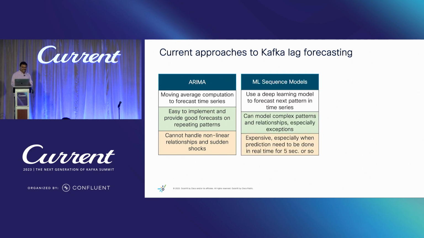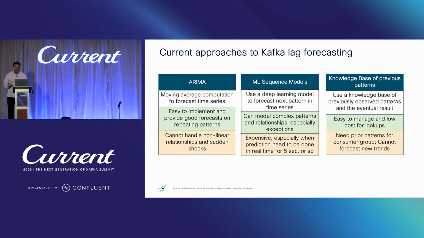You can have machine learning sequence models, like you can use a deep learning model to forecast the next pattern in the time series. So the same deep learning patterns like LSTM or even transformers, where you give it the first part of a sentence and predict what the next sentence is. You can do the same thing with numeric data also. And they can actually model complex patterns and relationships, especially the exception patterns. They model very well. The problem is they are very expensive to use, especially when you need to make predictions on lag every 5 seconds or every 10 seconds or so.